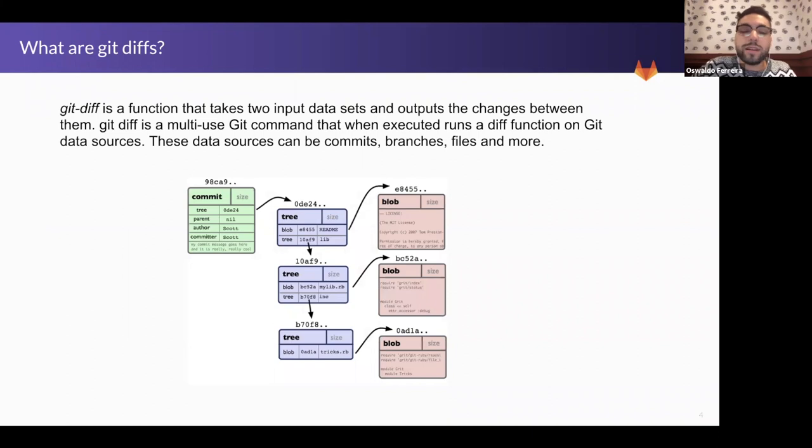So basically, what exactly is a Git diff? Git diff is a Git function that takes two data sets and outputs the difference between those. We can pass commits, branches, files. And it's interesting because this structure shows that we have a commit that points to a tree. Let's say we have a README that points to a blob, and we have a lib folder that points to another tree. That's basically how the objects are structured on Git.